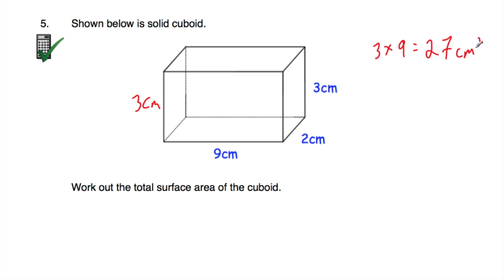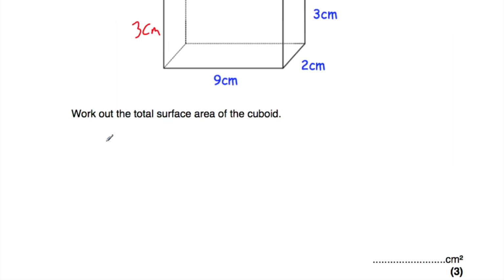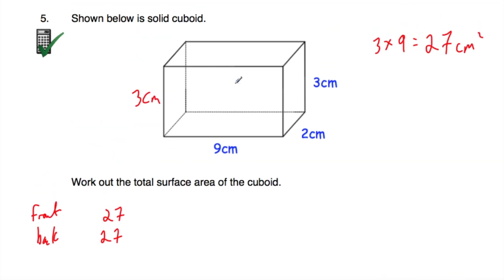So that means the area of the front is 27 centimeters squared. So that would be the front. I'm just going to write that down here, 27. So that's the front. And then also the back would be 27 as well. So the back would also be 27, because if the area of the front of the cuboid is 27 centimeters squared, so would the back. Now, that's the front. Now let's consider the side.